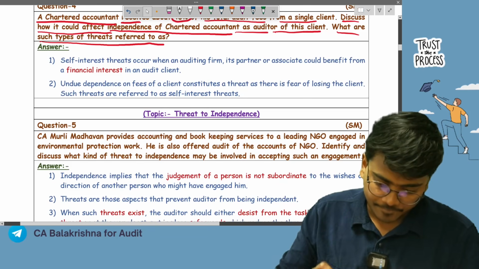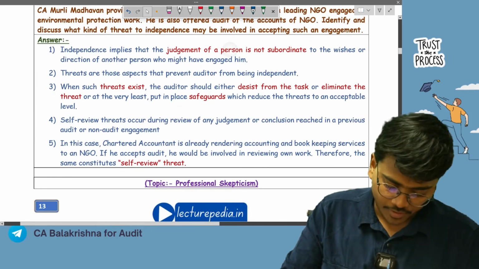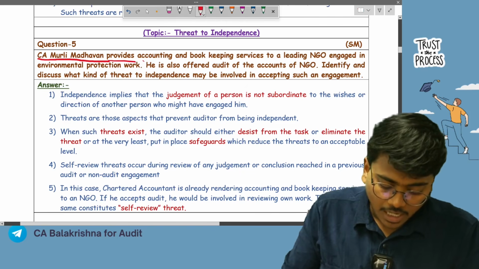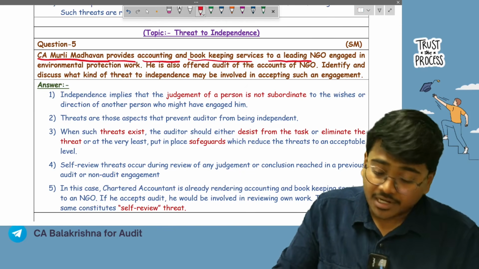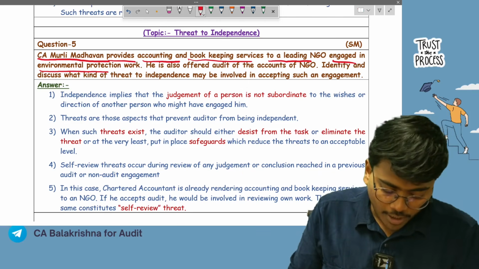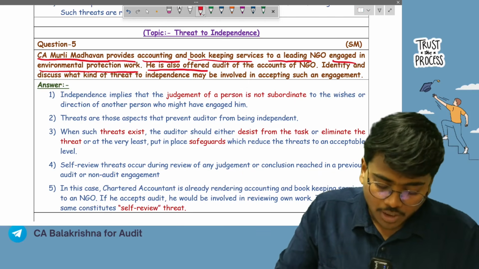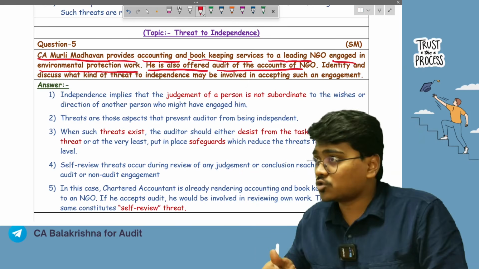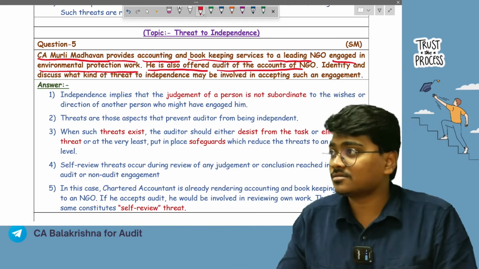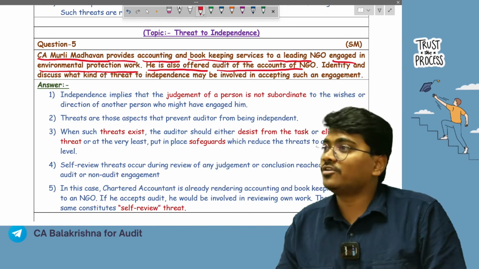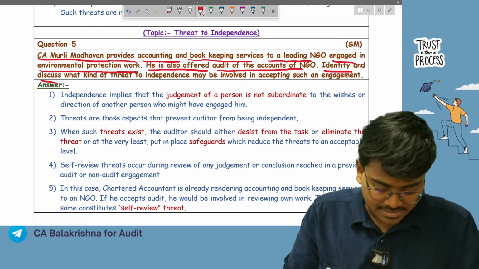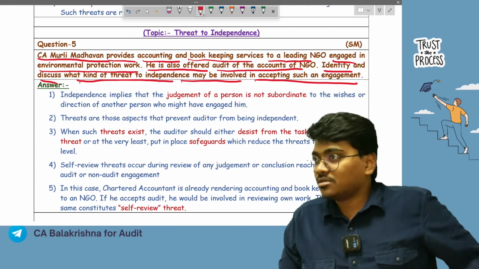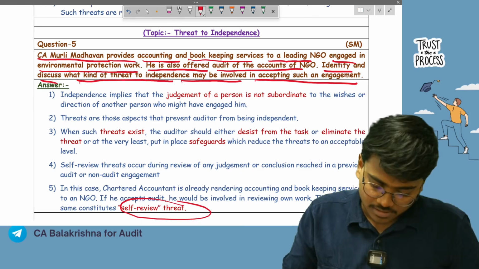Next, question number 5. CA Murali Madhavan provides accounting and bookkeeping services to a leading NGO engaged in environmental protection work. He is also offered audit of the accounts of the NGO. He is maintaining books of accounts and he is also offered the audit of the NGO. This will create self review threat. Now identify and discuss what kind of threat to independence may be involved in accepting such engagement. Self review threat, you have to write the same.